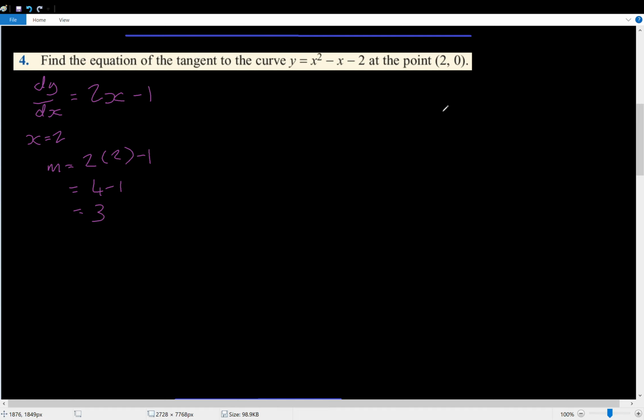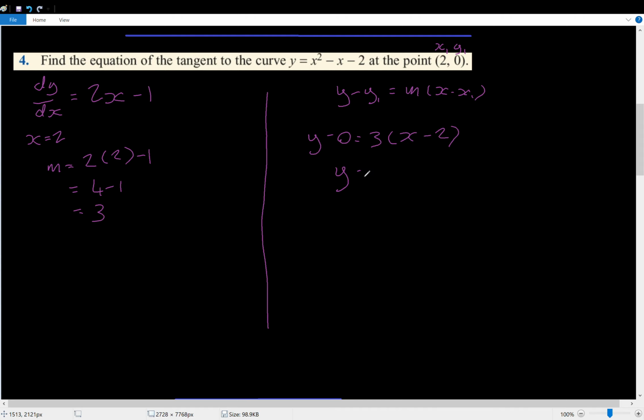Now we're going to use our equation of a line formula, which is y minus y1 equals m times x minus x1. x1 and y1 just come from the point that's on the line, which is going to be the point we're given here, 2, 0, so it's our x1 and our y1. And we calculated m in the first part of our question over to the left. So if we substitute all those values in, we're going to get y minus 0 equals 3 times x minus 2. So y is equal to 3x minus 6.